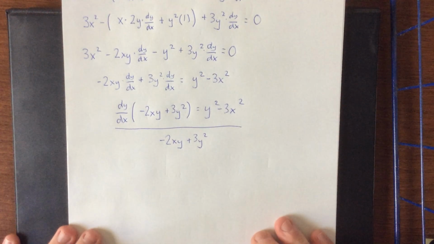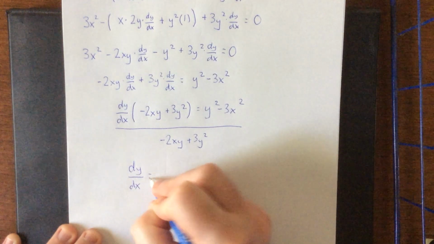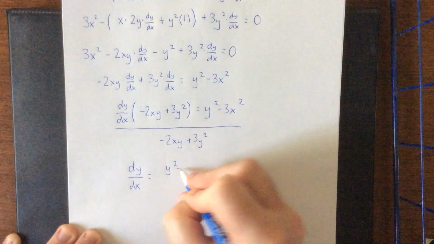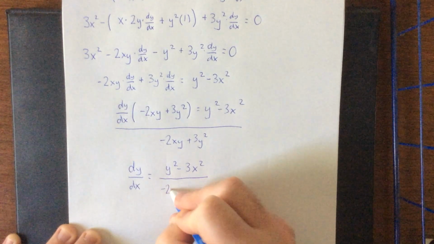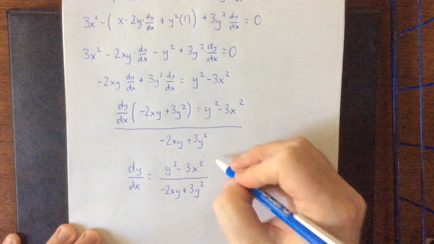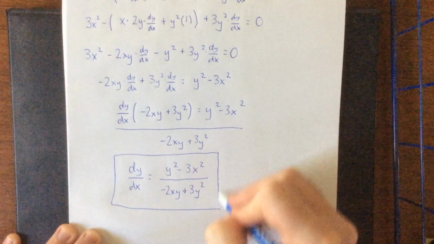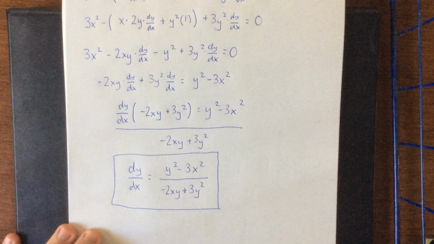So final answer for this dy over dx, found through implicit differentiation, will be y squared minus 3x squared all over negative 2xy plus 3y squared. That'll be our final answer for our implicit differentiation.